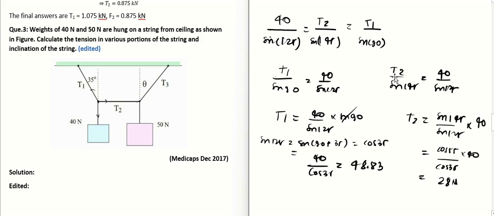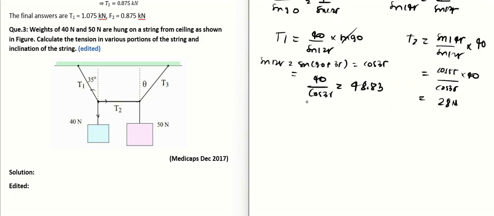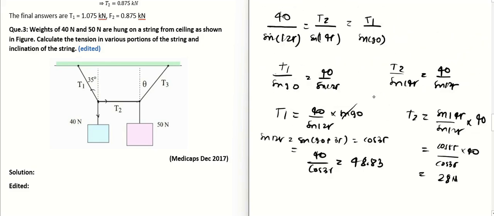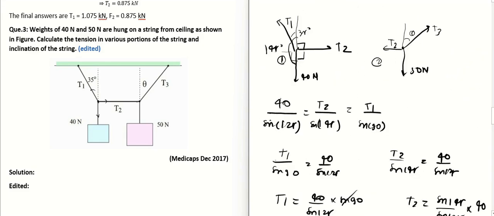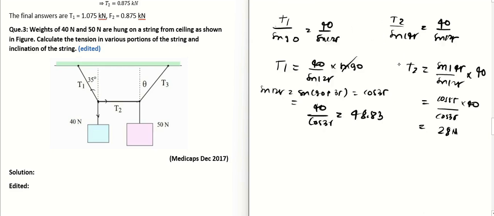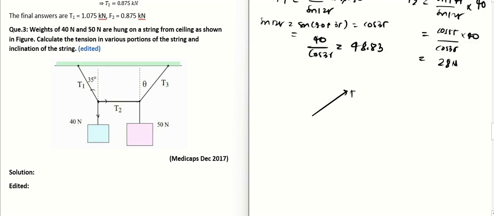So as you can see, we have found the value of T1 and T2, and we will use this T2 to find the value of this angle theta. So let us draw this second diagram. We have T3 at an angle of theta, we have T2, and we have 50 Newton. One thing you could have noticed is that we have applied this T2 force as a tensile force.